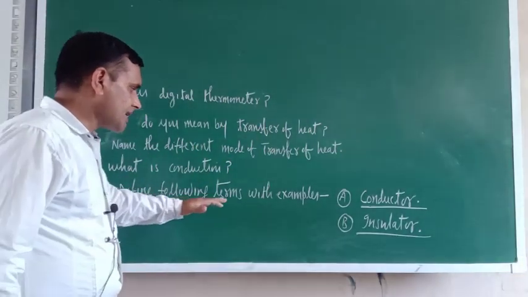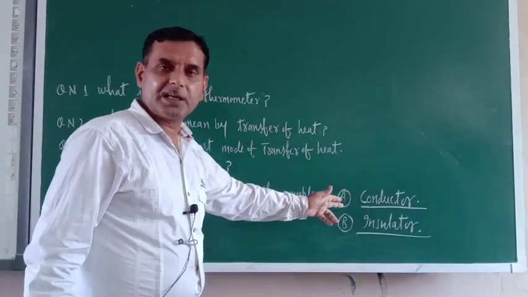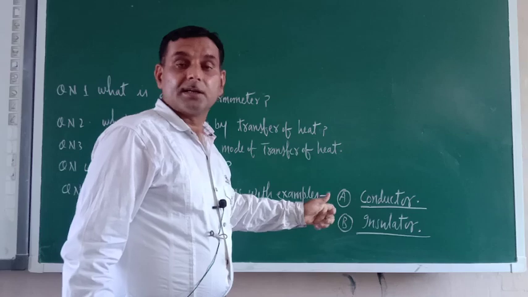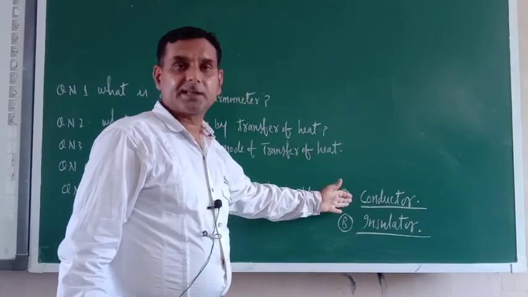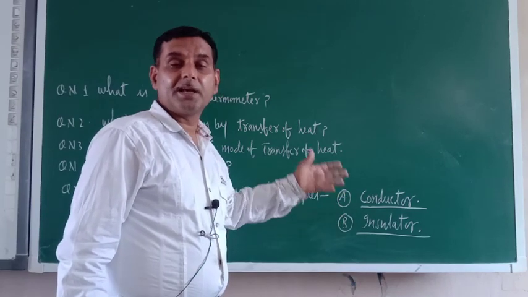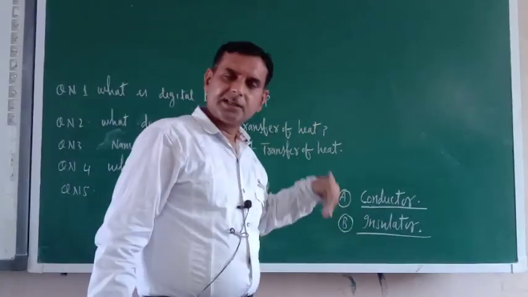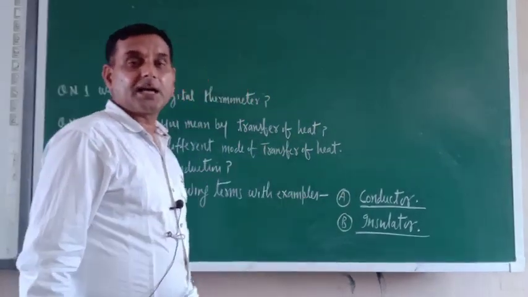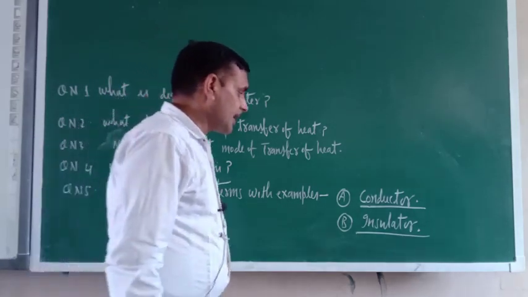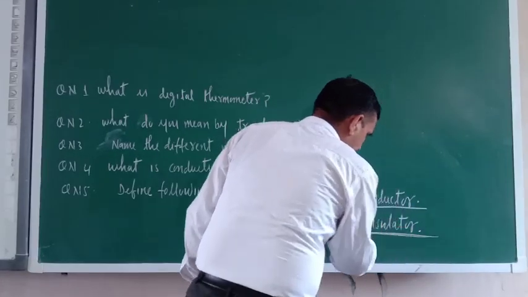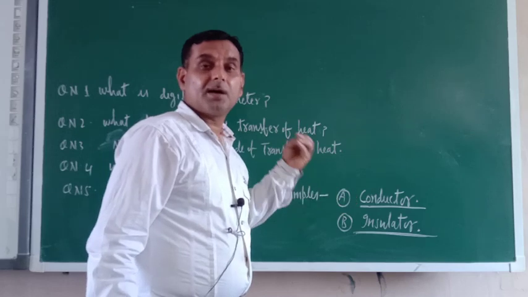Now define the following terms with examples. Conductor and insulator. Conductors are those materials which allow the passage of heat through themselves. They are called conductors. Examples: aluminium, copper, iron, okay. There are so many materials. Insulator, just the opposite of that. Insulators are those materials which do not allow heat to pass through themselves, okay. They are called insulators. And now what are the examples? Rubber, plastic and wood.